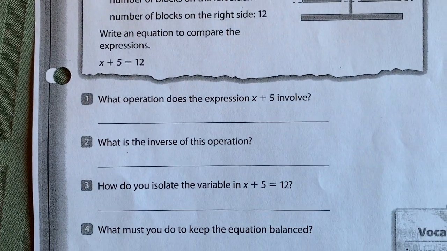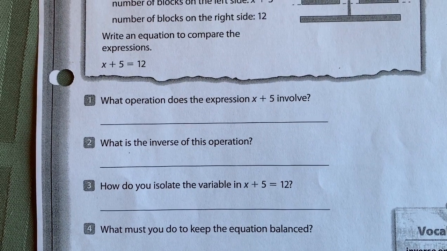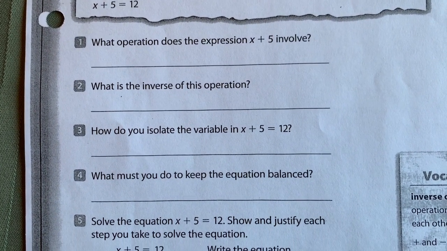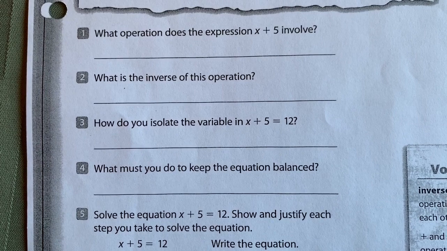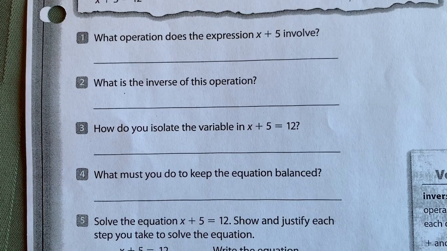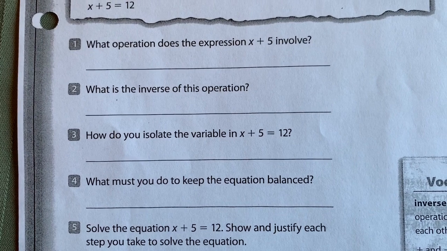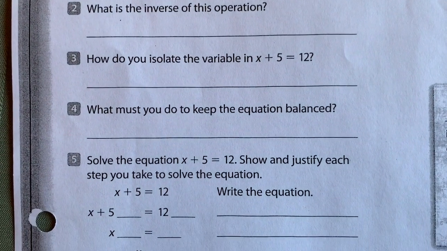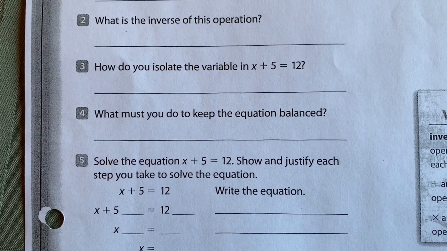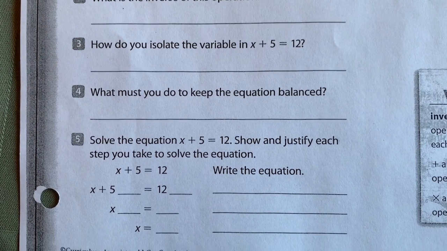What operation does the expression X plus 5 involve? When we say operation, we mean add, subtract, multiply, or divide. What is the inverse? I just talked about that. How do you isolate the variable? That's when we did the math on the board that made it X plus 0. So isolating the variable involves doing the inverse to your equation. How do you keep it balanced? To keep it balanced, you do the same thing to one side that you did to the other side to make sure that you're always adding and subtracting in balance.